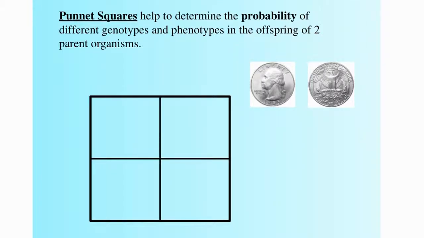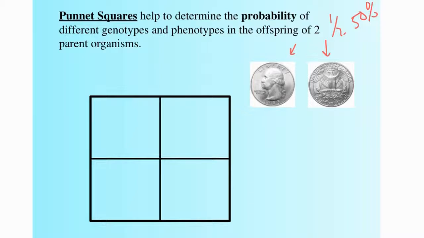All right, on to the Punnett squares. You use Punnett squares to help determine the probability of different genotypes and phenotypes in the offspring of two parent organisms. So what is probability? These are obviously quarters, and I'm guessing you've probably flipped a quarter to see if it's heads or tails. Well, the probability of that is 1/2, or 50%. It's a 50% chance of flipping a heads or flipping a tails.